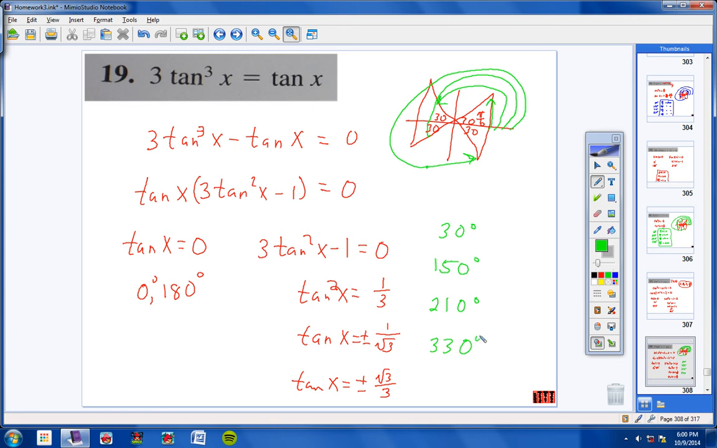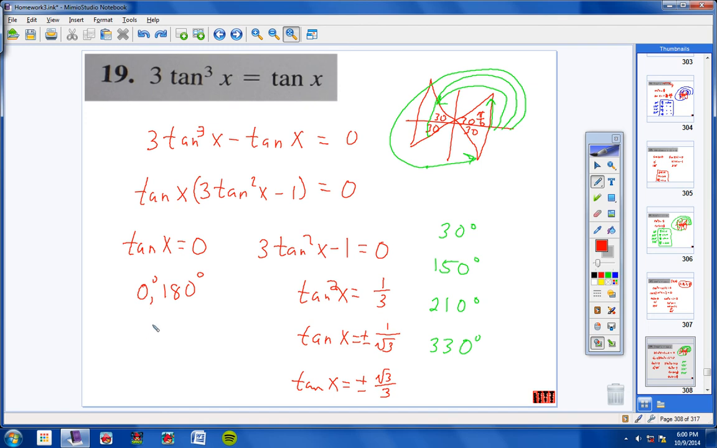So really, what we have, students, is 4 different answers. Notice all of those do fall in our domain of 0 to 2 pi or 0 to 360 degrees. So the last thing left to do is simply convert these over to radians, okay? So let's see if we can't convert these over to radians.